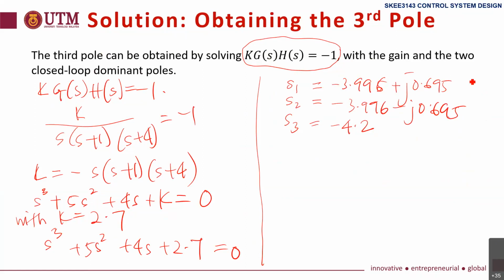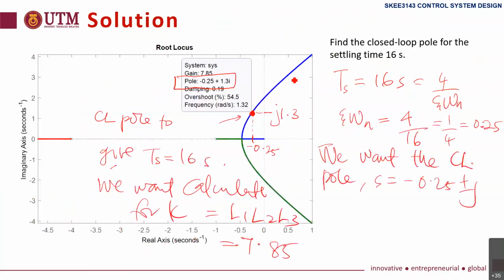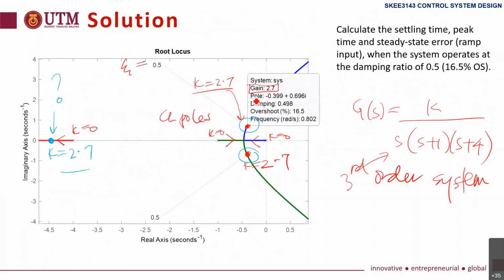How did you get this? Calculator? Yes, doctor. Okay, you use a calculator, you get this. You can see these two, S1 and S2, are actually similar here: 0.396, plus minus. And here, as you saw, you get S equals minus 4.2. This is the third closed loop pole.